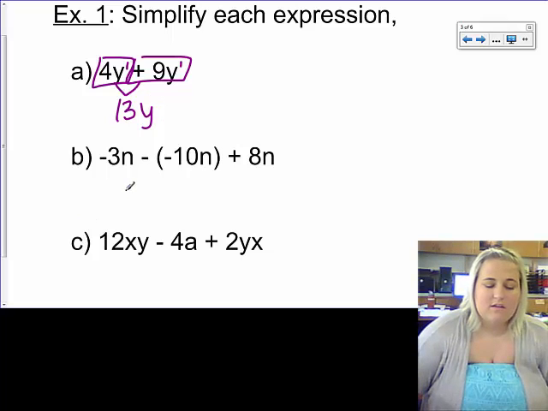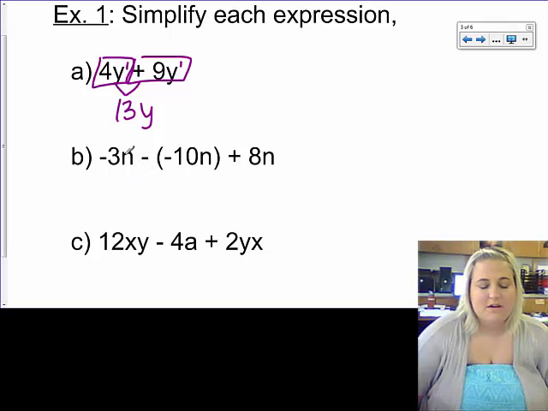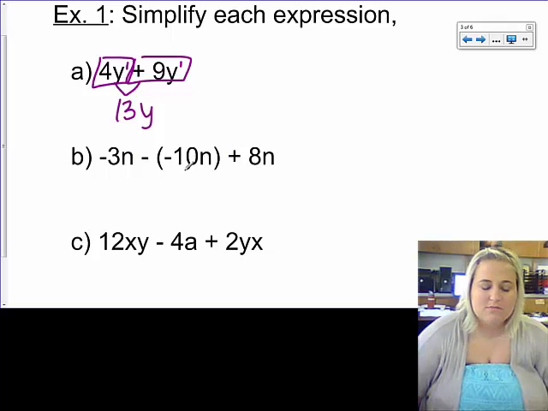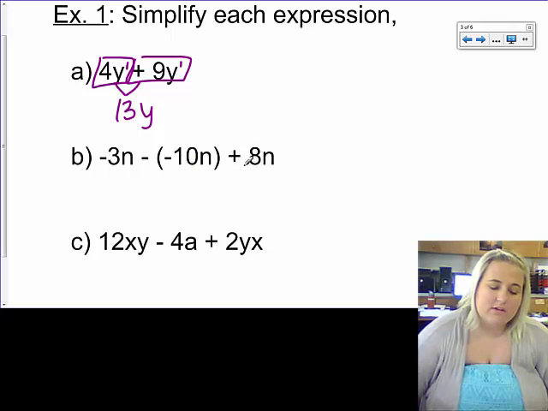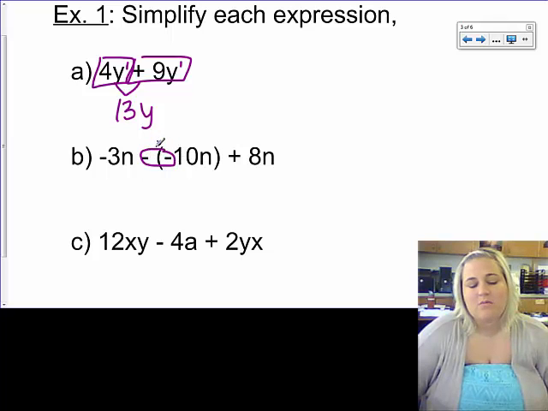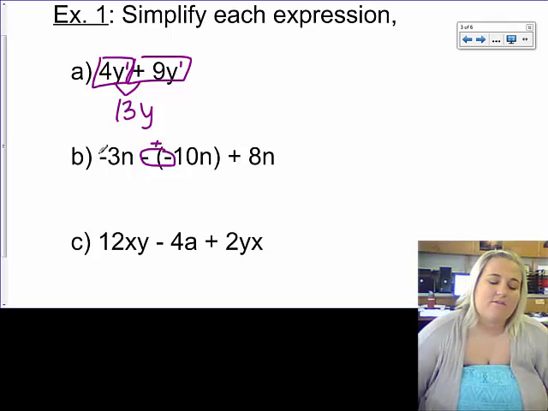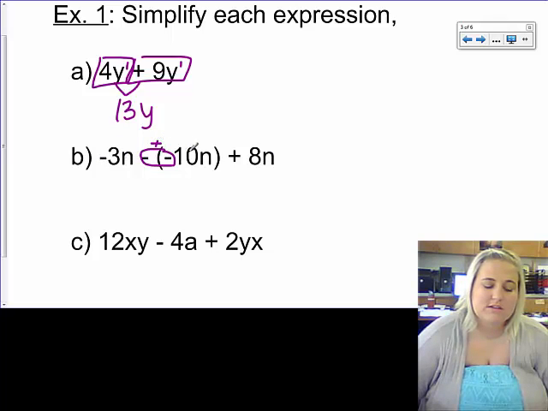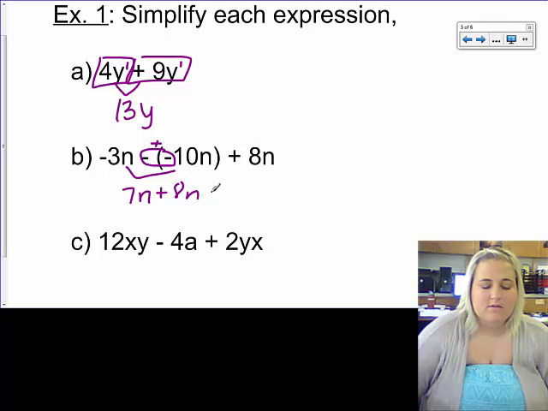On B, same situation. I have n, and n. They're all understood raised to the first power, so that means each of these are like terms. We can always remember that a double negative gives us that positive. So I'm just going to work myself from left to right. So I have negative 3n plus 10n. Negative 3 plus 10 is going to give me a positive 7n, plus my 8n. Notice I'm bringing everything straight down. I haven't used this yet. 7n plus 8n is going to give me 15n. Final answer.